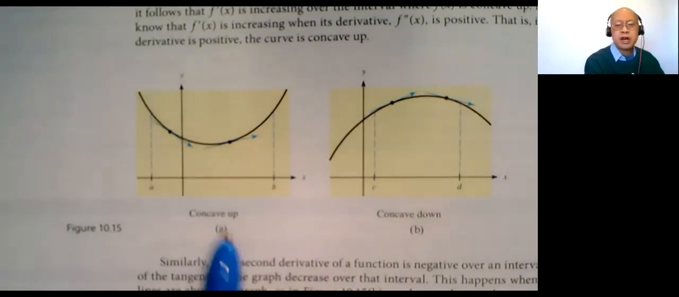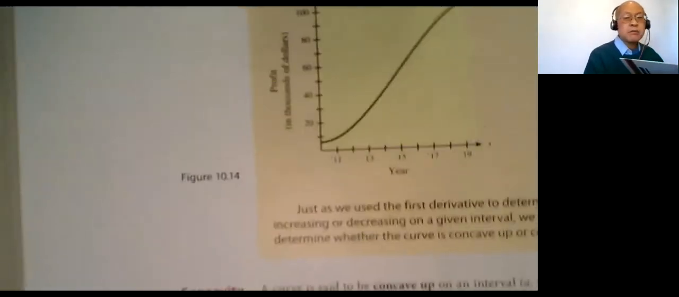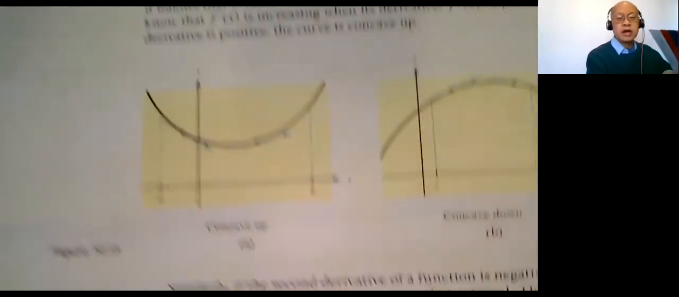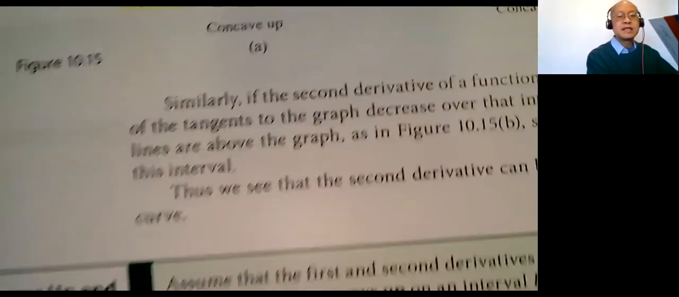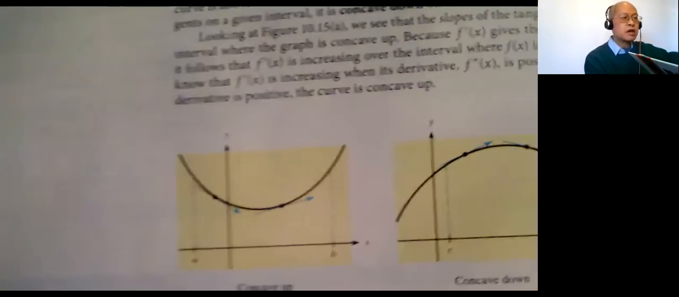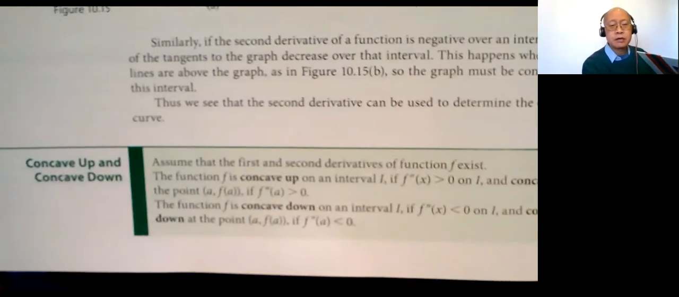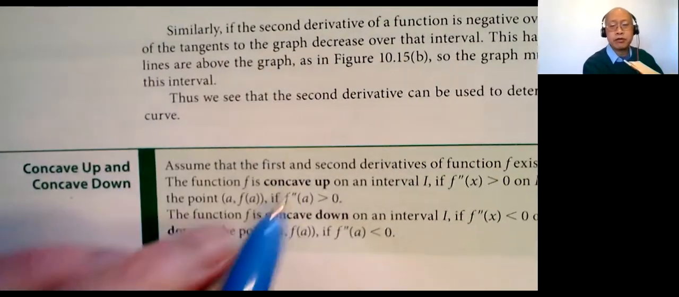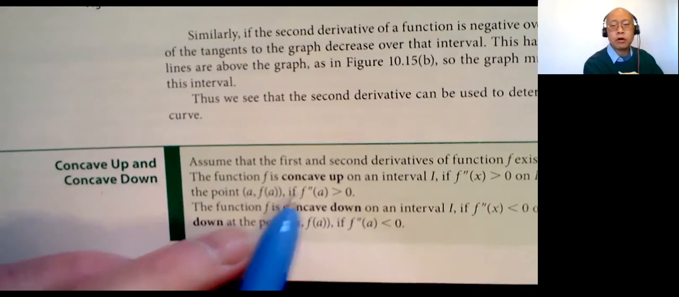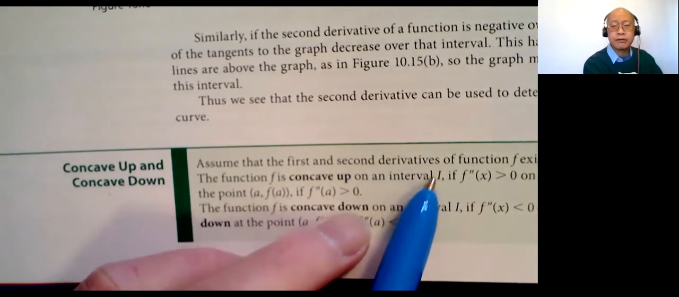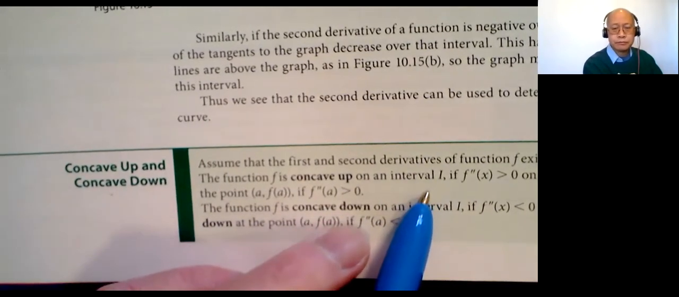So how do you tell if you have concave up and concave down? On the bottom of 644, it's based on the second derivative. We haven't talked that much about the second derivative, but the second derivative is simply the derivative of the derivative. f double prime or y double prime. It's the derivative of the derivative.